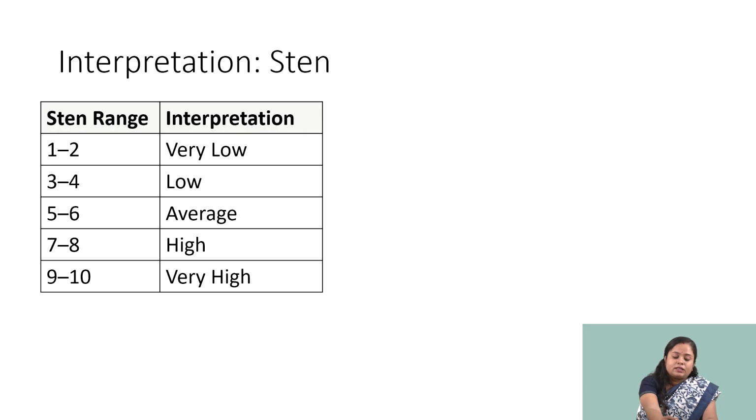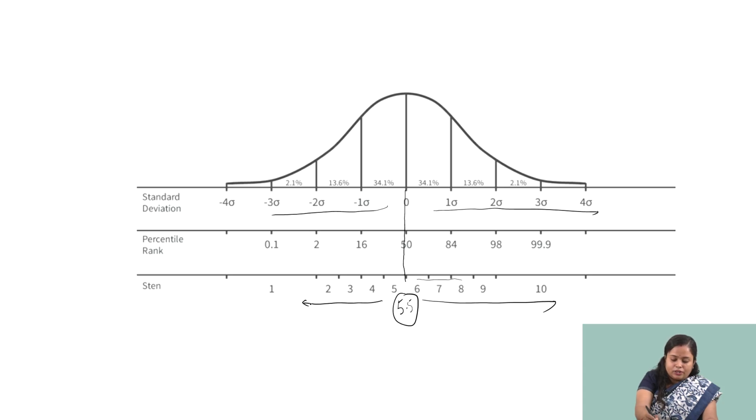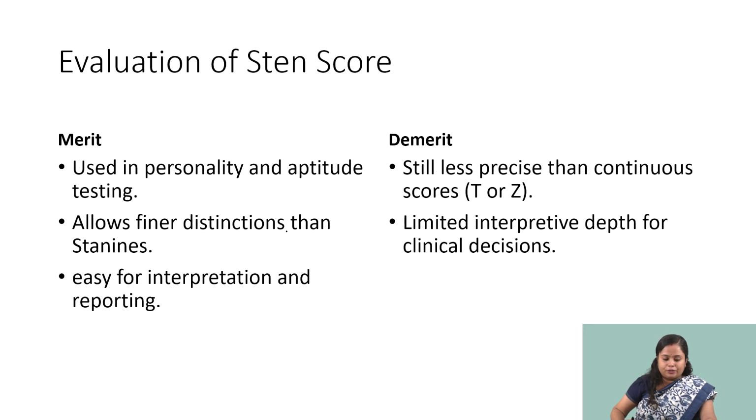Interpretation of Sten score: if the Sten score is in the range of 1 to 2, it indicates very low on that domain, 3 to 4 low, 5 to 6 average, 7 to 8 high, and 9 to 10 very high. You can see here the Sten score corresponding to standard deviation. At the mean, it is 5.5, the fixed mean for Sten. As we go in the positive direction of Z, the Sten score increases. As we go in the negative direction of Z, the Sten score decreases. So these Sten scores are in accordance with standard deviation.